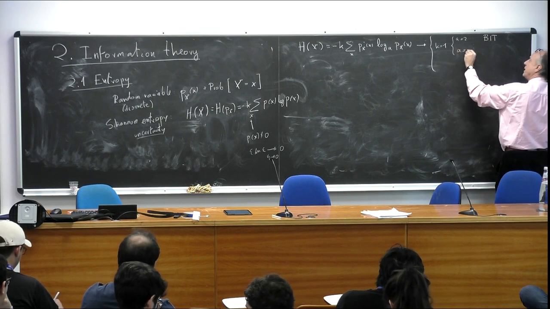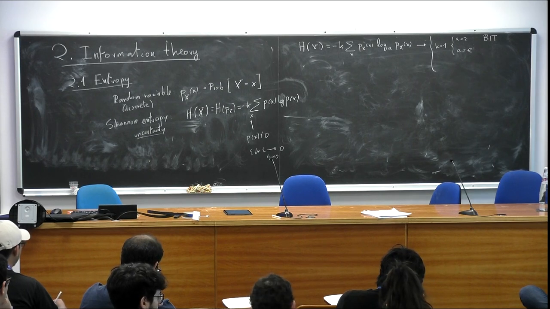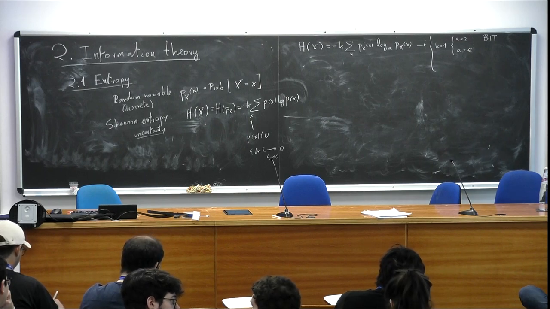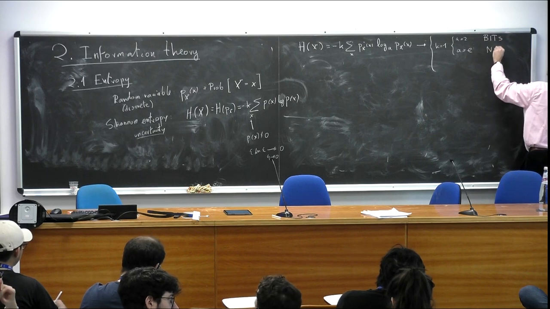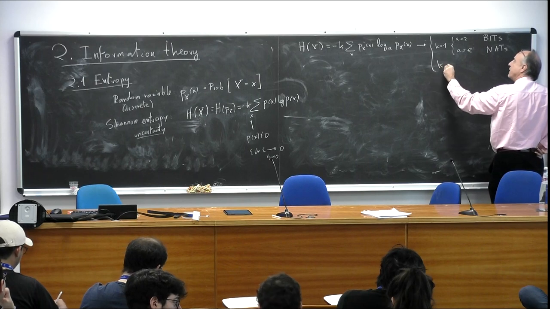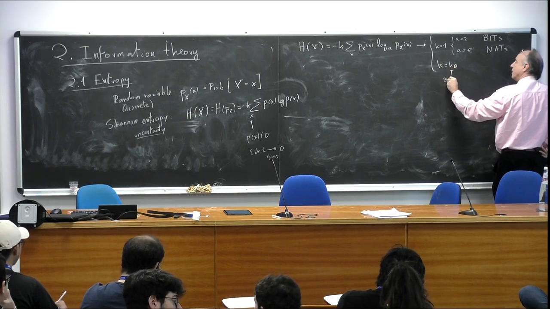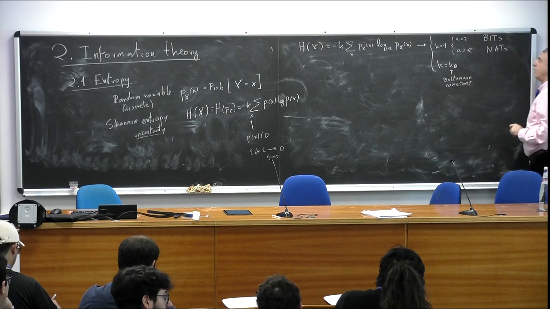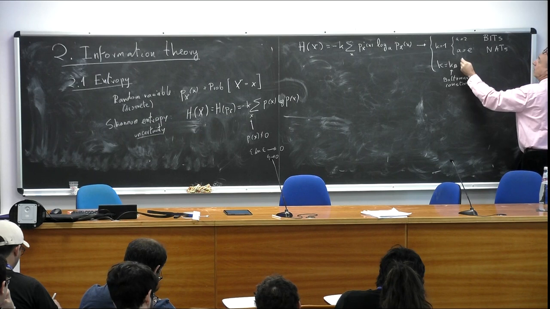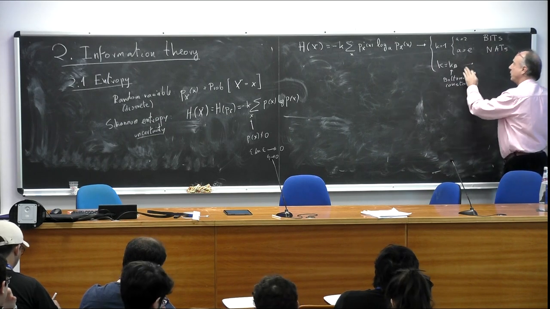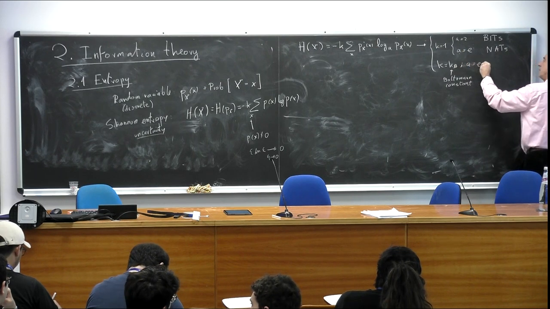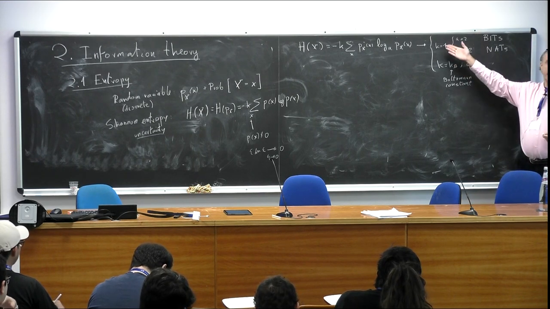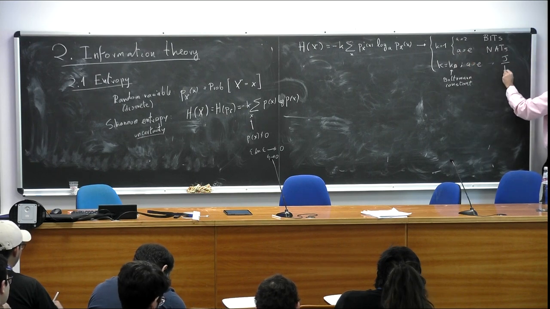If the logarithm is the natural logarithm, the Neperian logarithm of base e, then we say that the entropy is expressed in nats. And if k is the Boltzmann constant with the natural logarithm, then the unit is just the unit of k, which is energy divided by temperature. So this is joules divided by Kelvin.